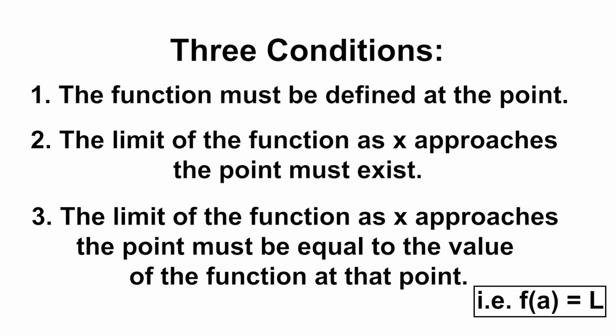Condition 3. The limit of the function as x approaches the point must be equal to the value of the function at that point. This condition ensures that there is a smooth and seamless connection between the function's values approaching the point and the actual value of the function at that point. If the limit of the function as x approaches the point is equal to the function's value at that point, it indicates a continuous transition without any abrupt jumps or discontinuities.